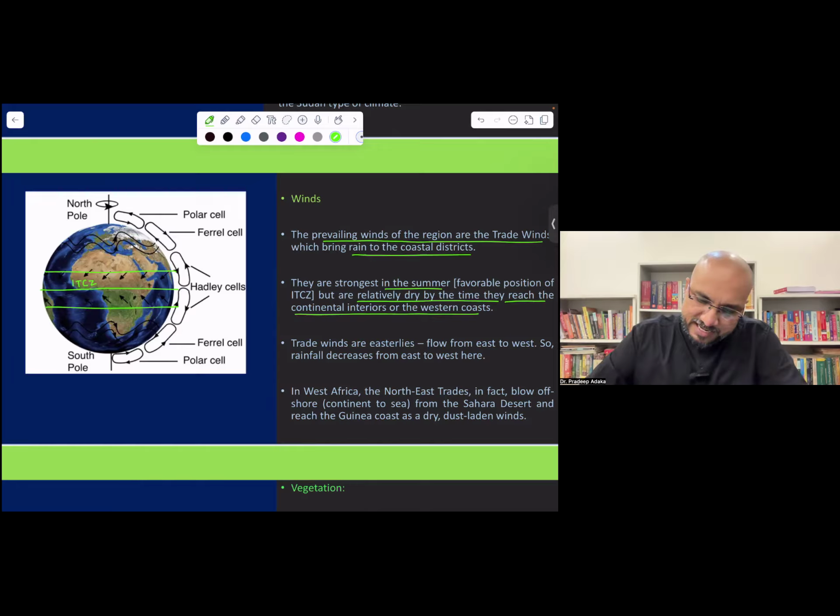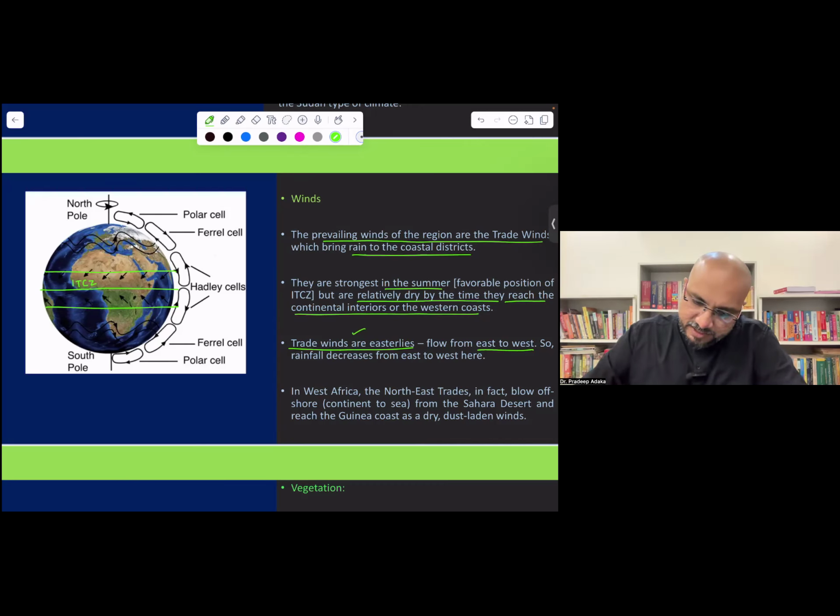So trade winds, they are easterlies, flow from east to west. So rainfall also decreases from east to west here. By the time the winds move to the interior from the east, most of the rainfall is received in the coastal regions, and the wind becomes more drier as it moves towards the west.